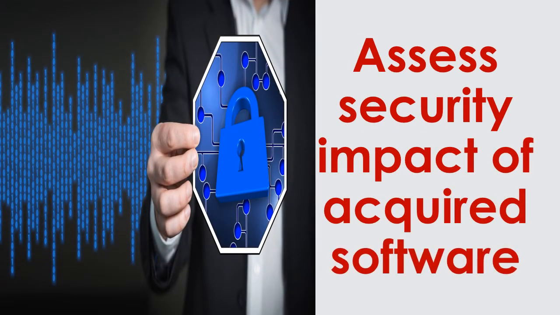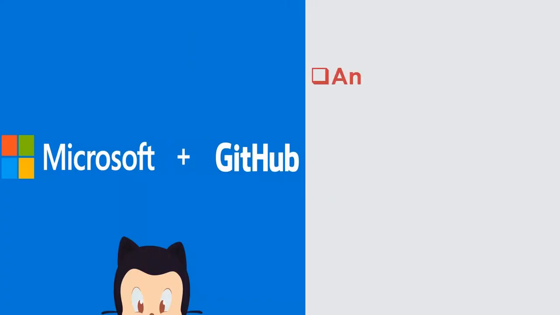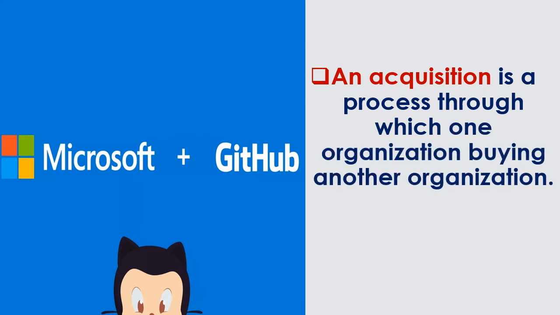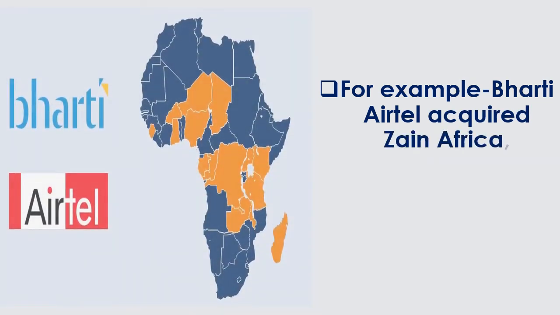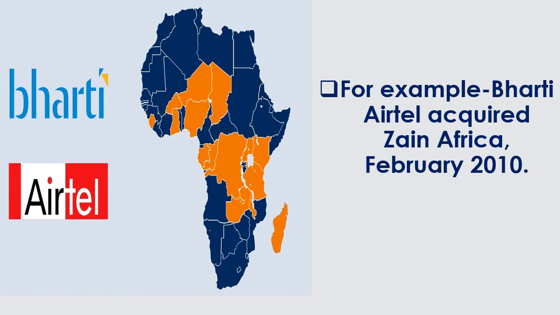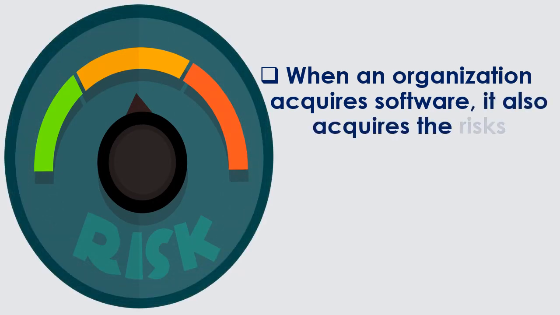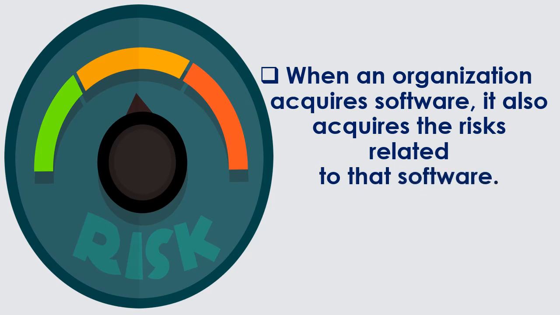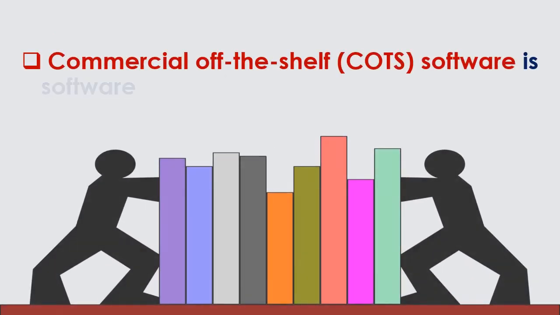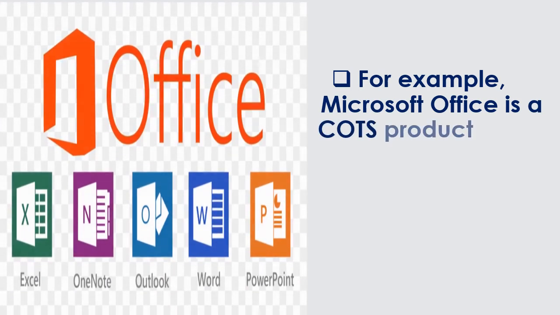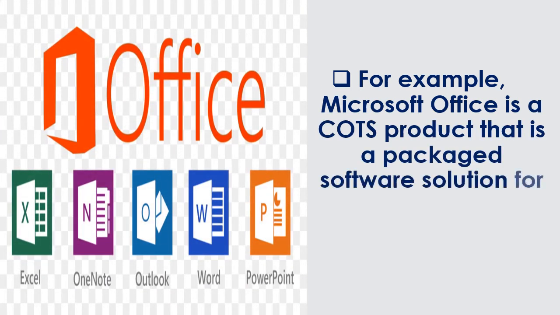Assess security impact of acquired software. An acquisition is a process through which one organization buys another organization. For example, Bharti Airtel acquired Zain Africa, February 2010. When an organization acquires software, it also acquires the risks related to that software. Commercial off-the-shelf software is software that is ready-made and available for sale to the general public. For example, Microsoft Office is a COTS product that is a packaged software solution for business.